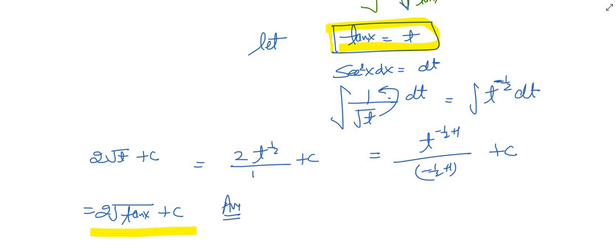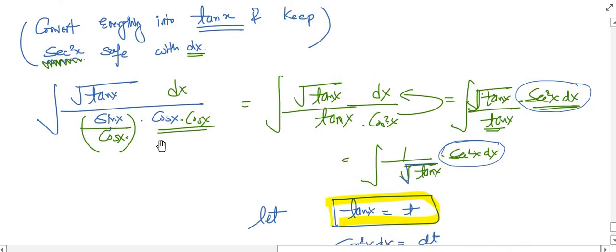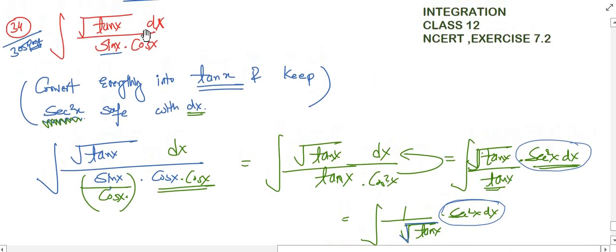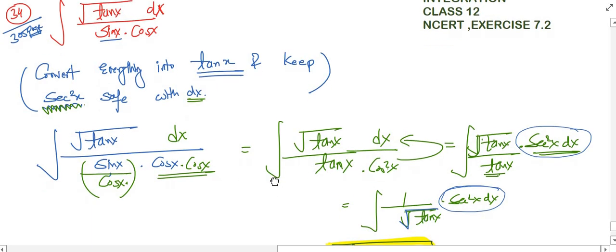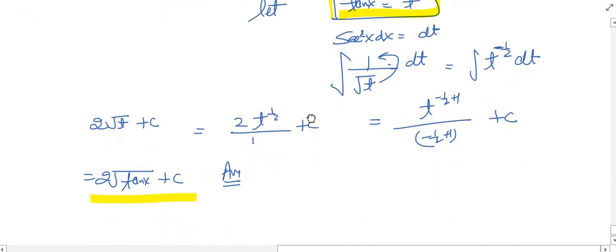Okay, so what was this step doing here? If you have many of sine, tan, cos going on, try to convert everything into tan and keep one sec square safe with dx. Mostly it will work. Okay, then see all the steps slowly. You can pause the video and solve it.